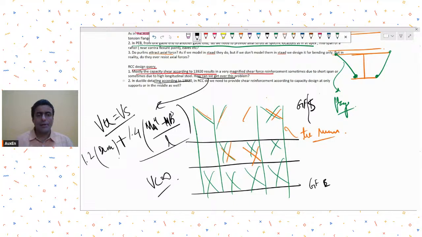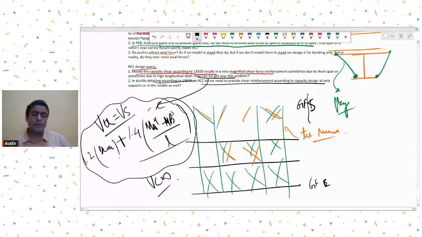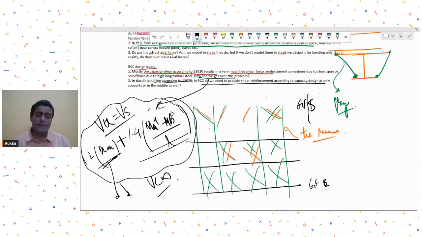In ductile detailing, according to this, do we need to provide shear reinforcement according to capacity design only at supports? No, in the middle also, because as per the code, this is the total shear for which you need to design your beams. Now, at the middle, what will happen? This gravity shear component will go down, but then this shear due to the probable moment carrying capacity remains the same throughout the length of the beam.